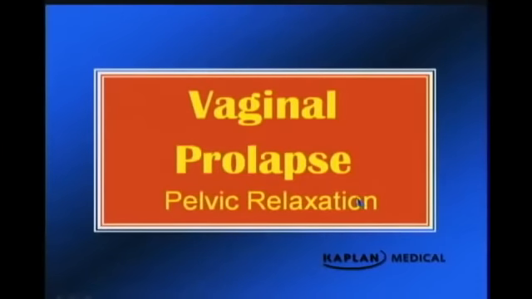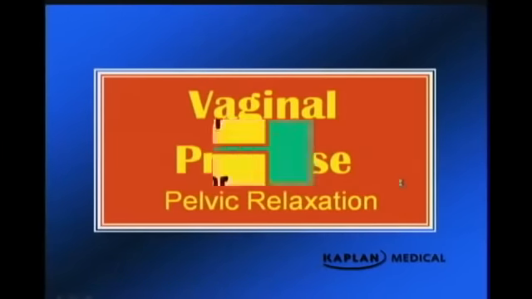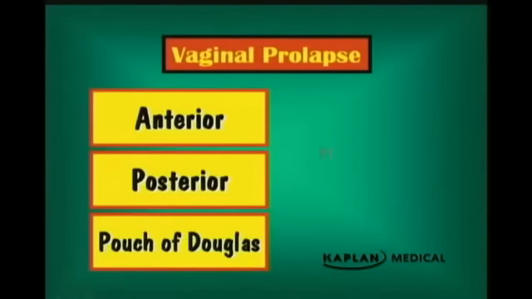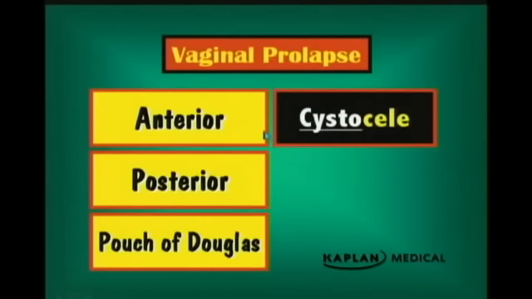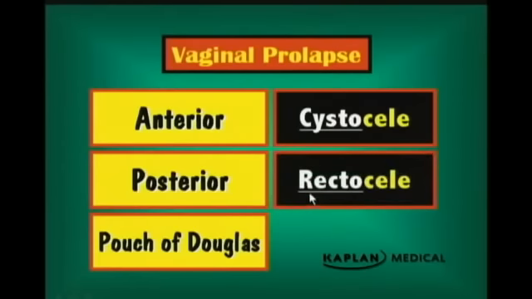So that was uterine prolapse. Now we look at vaginal prolapse. If it is the anterior vaginal wall which is involved, we call this a cystocele, and within this prolapse is the bladder. If it is the posterior vaginal wall which prolapses, we call this a rectocele, and contained within this prolapse is the rectum.